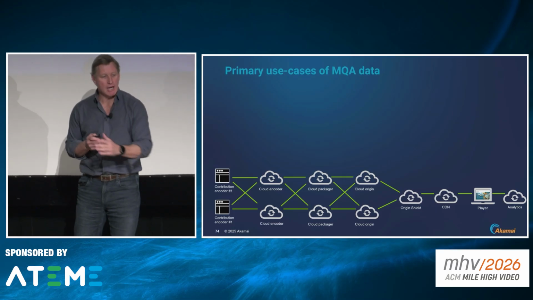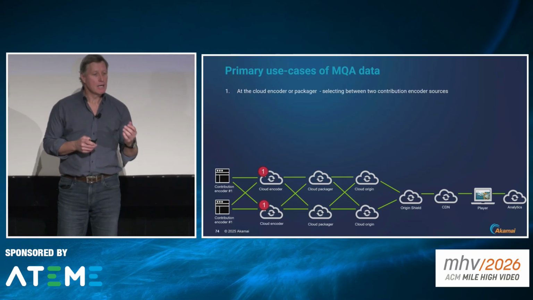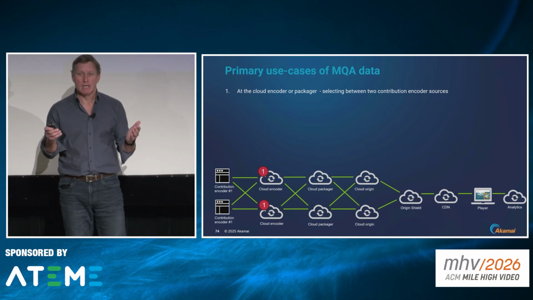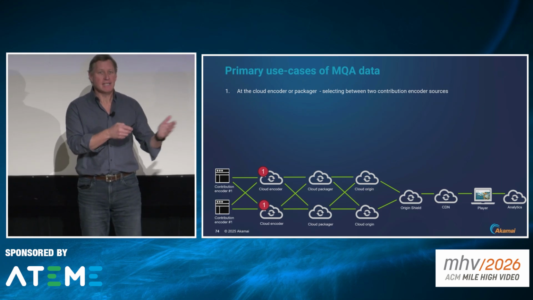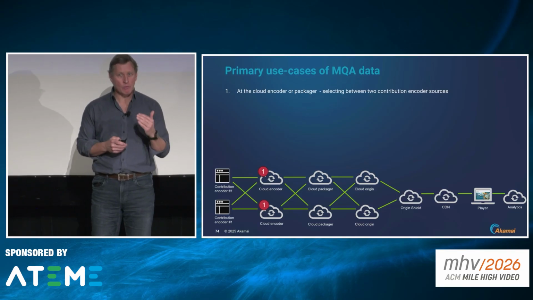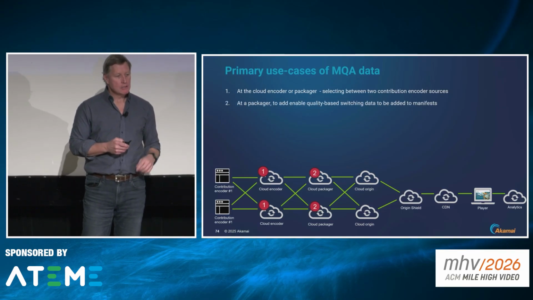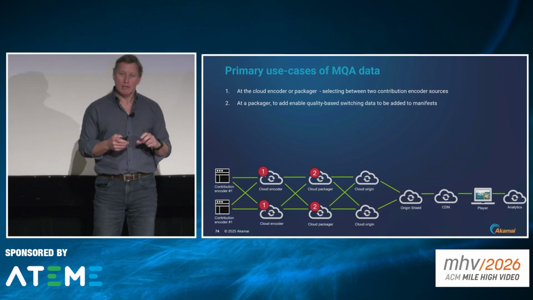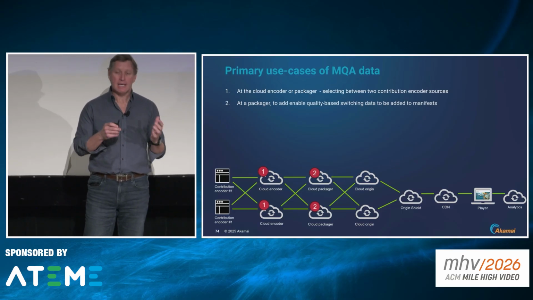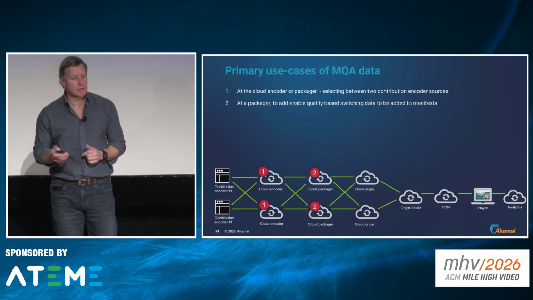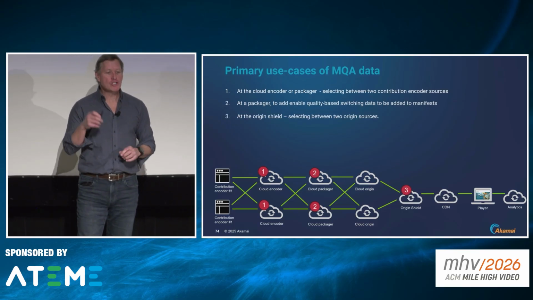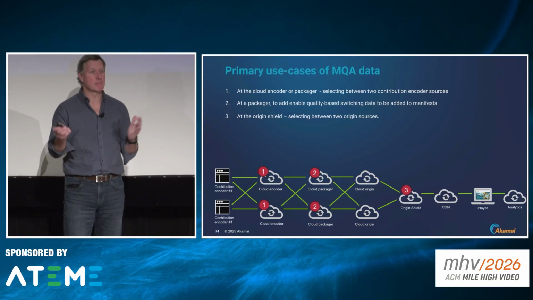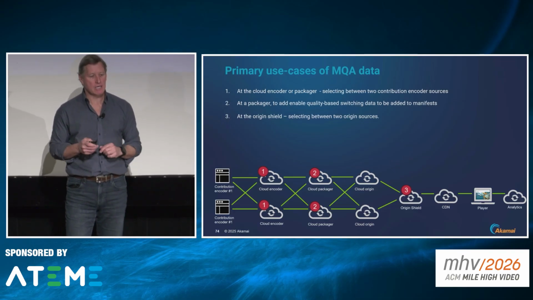So same diagram, now laid out linear. So number 1, I can select between 2 contribution encoder sources. They might have the same bitrate, but one's encoding black or fuzziness and the other isn't, right? I can select the one with the better visual quality. 2, at a packager level, I can enable quality-based switching. So I might have 2 encoders that have taken feeds, right? And again, they have equal bitrate, but different quality scores. At the origin shield, where I'm sorting between 2 cloud origins, I can select the one with the better quality, not the one with the highest bitrate.